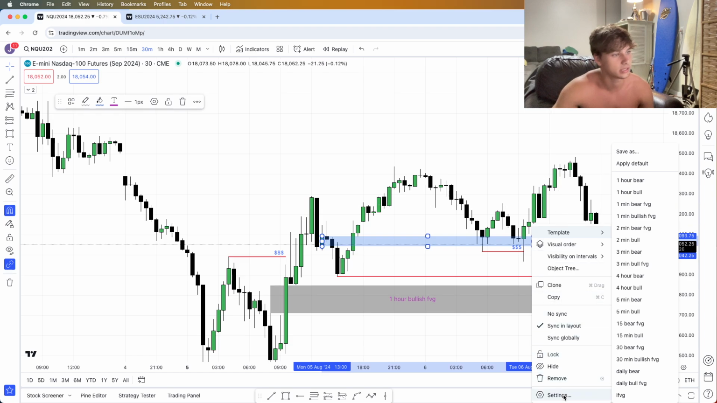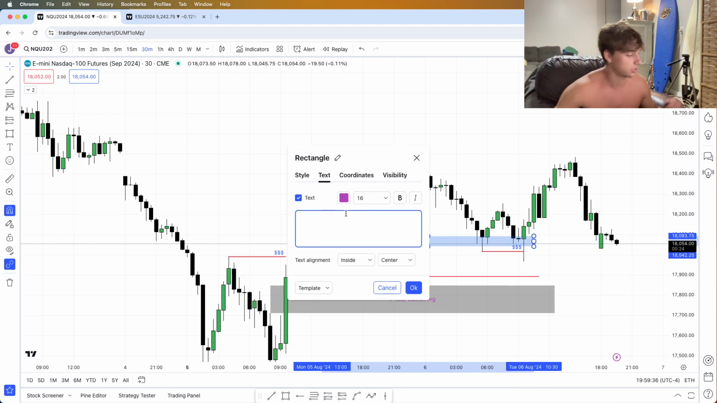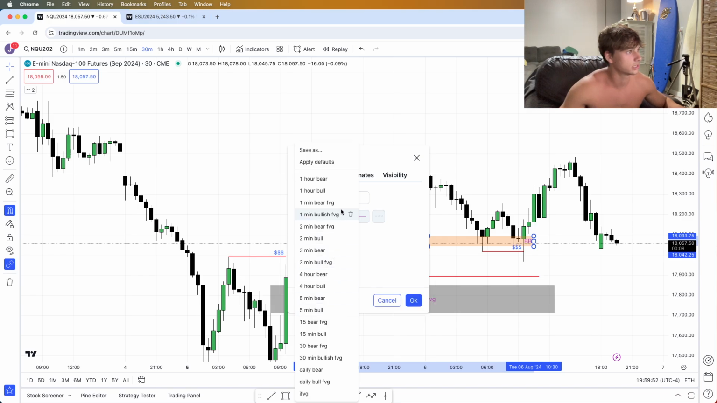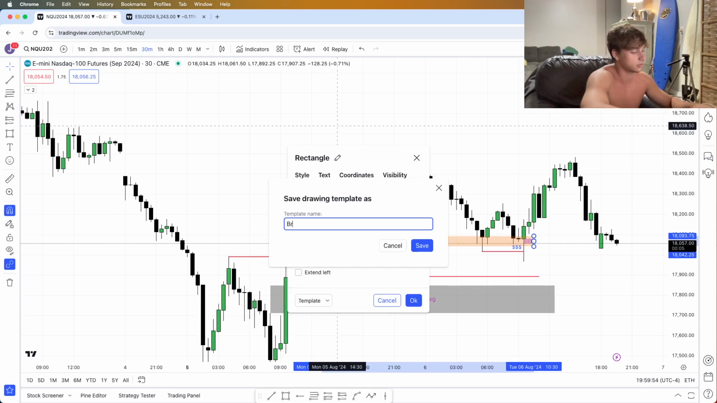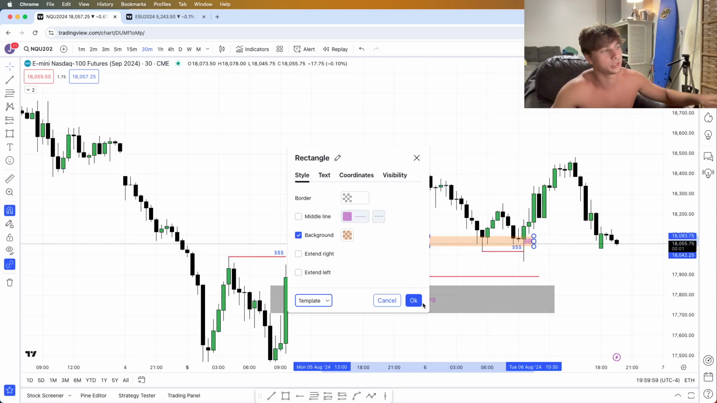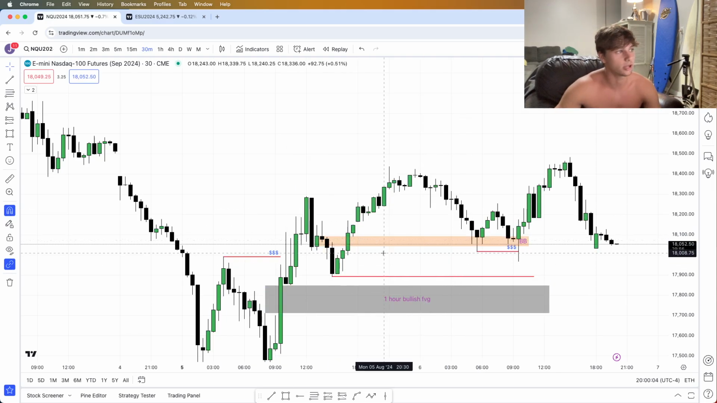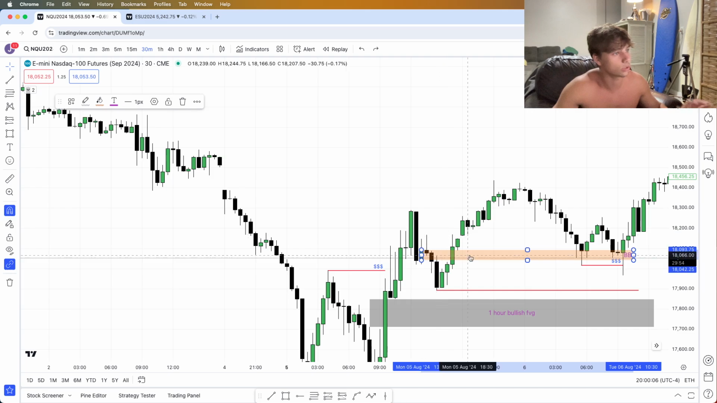I don't have a preset. Dang, I thought I had the preset saved. Breaker block, and it's orange. There we go, breaker block and style. Let's make it orange. Breaker block, that's fine. Template, save as. Sorry about that. I had it saved on my TopStep X account. Dang.